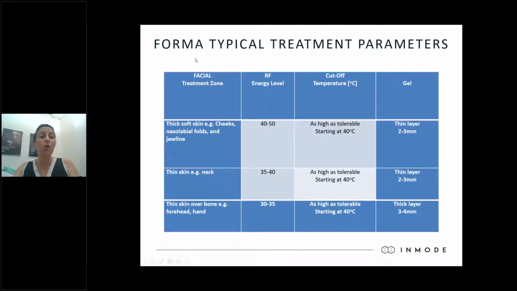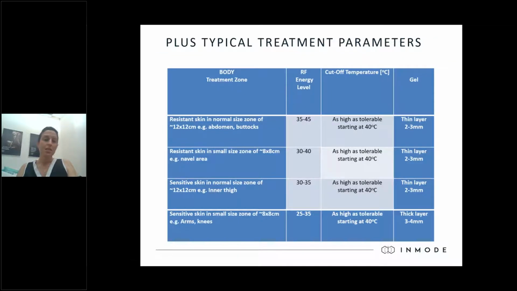And gel, for both of these applicators, Forma and Plus, we're always using ultrasound gel. Clear, plain ultrasound gel, Parker's is recommended, okay? Not scented, not oil-based, not anything like that, okay? So just ultrasound gel. Same goes for the Plus applicator for body treatment areas, okay? The only difference here is that we're not dividing it anatomically, but we're dividing it based on size. So we have two recommended sizes, either 12 by 12 or 8 by 8, depending on your patient needs and body sizes, okay?